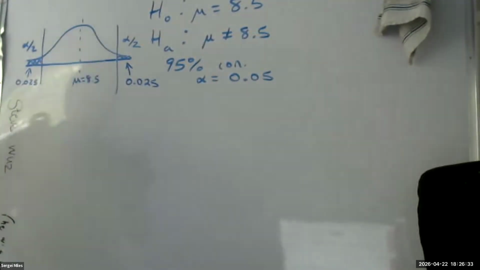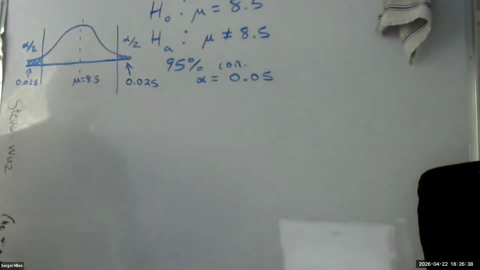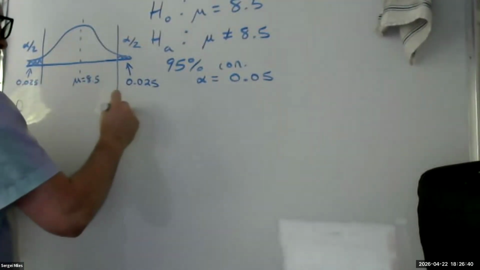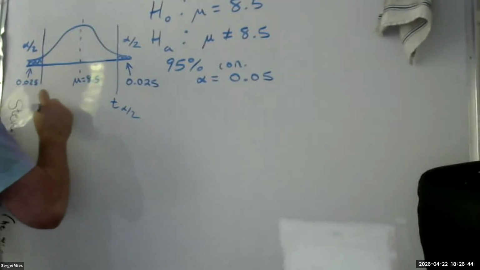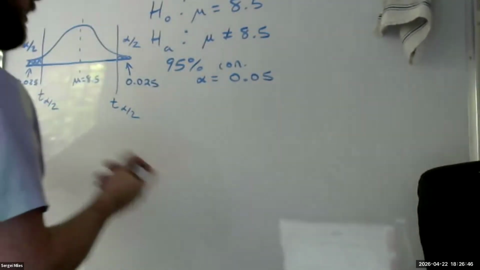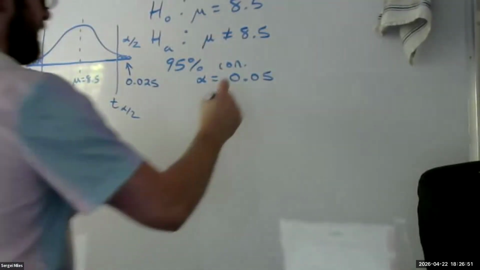All right. That also means this side is 0.025. Now I can't use z-scores because the sample size is too small. So I have to use a t-alpha instead. Now we already know the sample size for this exercise is 17.